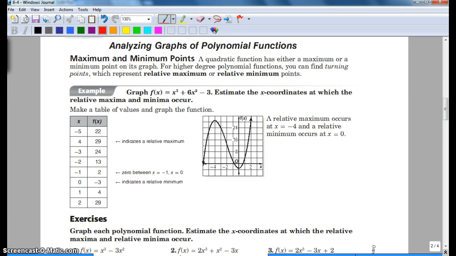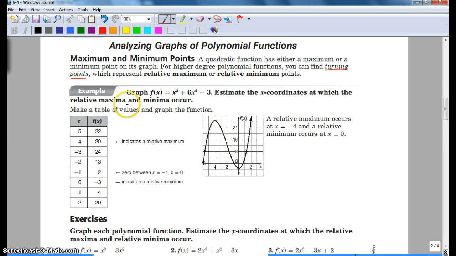Analyzing graphs of polynomial functions. Maximum and minimum points. A quadratic function has either a maximum or a minimum point on its graph. For higher degree polynomial functions, you can find turning points, which represent relative maximum and relative minimum points. For example, graph f of x equals x to the third plus 6x squared minus 3. Estimate the x-coordinates at which the relative maxima and minima occur.